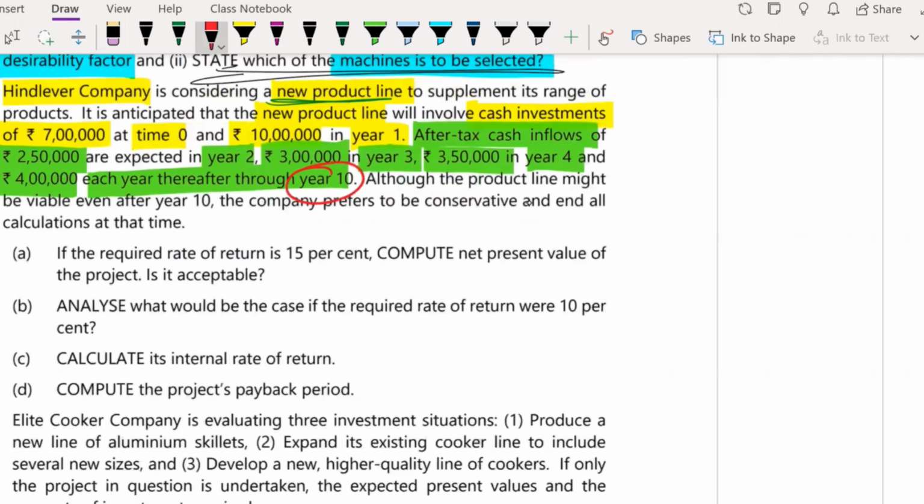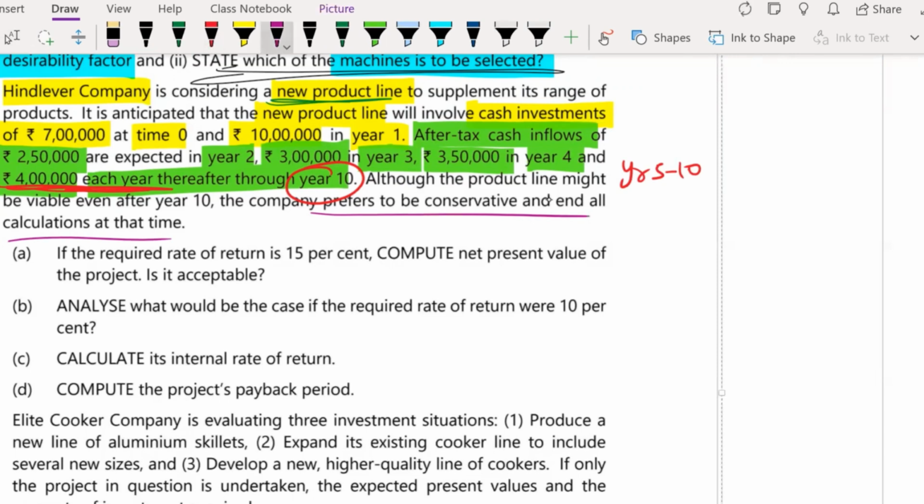And then they are saying from year 5 to year 10, 4 lakh rupees will be the cash inflow every year. Every year this will be the cash inflow. Although the product line might be viable even after year 10, the company prefers to be conservative and end all calculations at that time. So they want to complete all the calculations till year 10 itself.